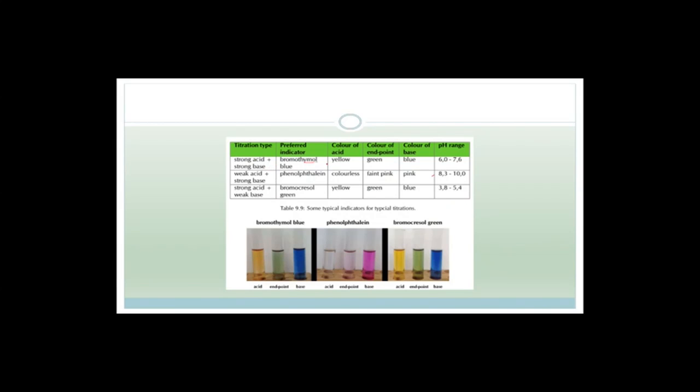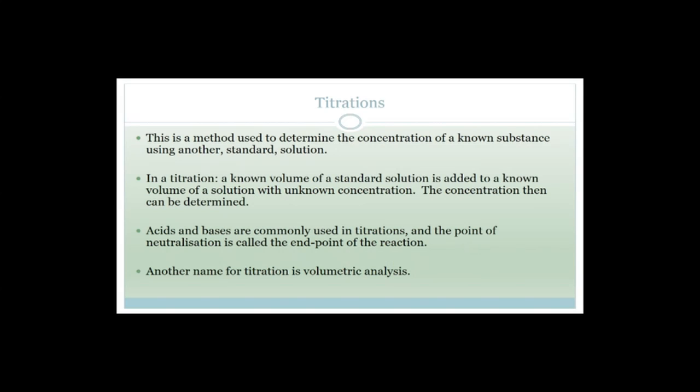Similarly, with a strong acid and a weak base, you can't use bromocresol green, because it is just going to stay blue the whole time. So it'd be useless to you. You need to find an indicator that is sensitive in the pH range that you should get for what you are using.